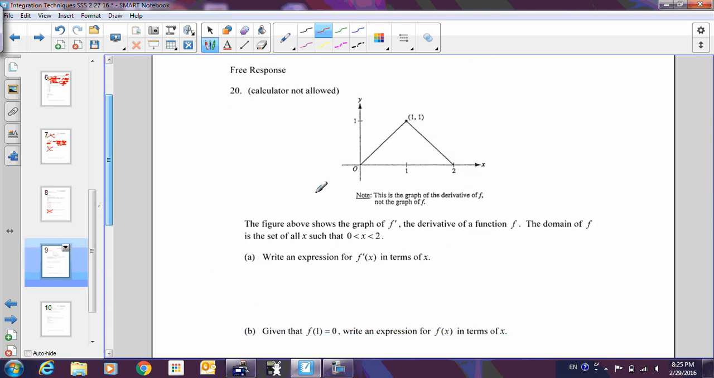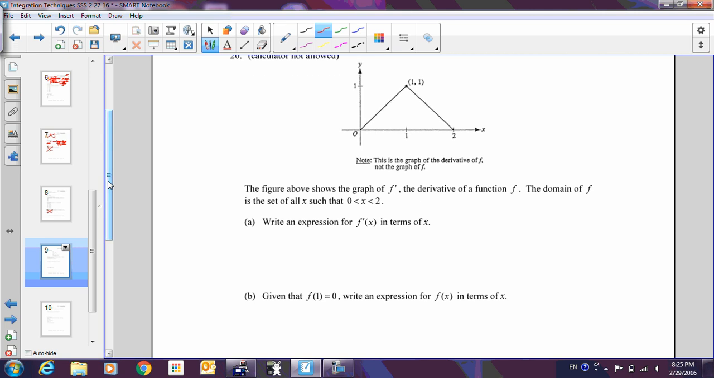Let's do 20. So this is the graph of f prime. All right, and it says write an expression for f prime. You could do this as an absolute value, but I'm going to use a piecewise function. It's going to make integrating a little bit easier. So what would this line be? It would just be y equals x, okay?